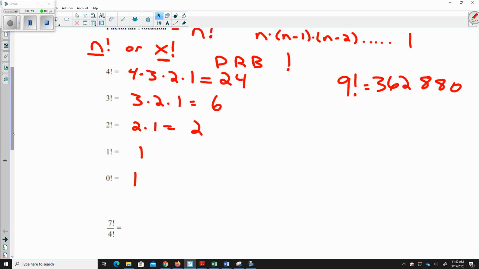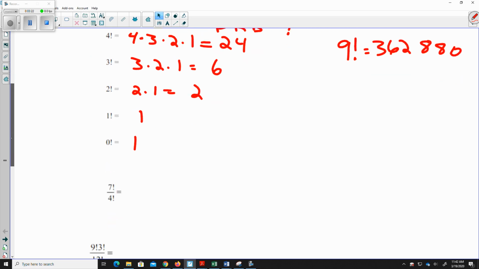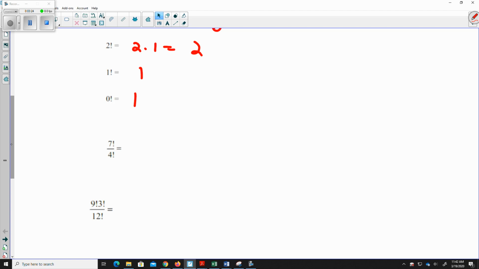All right, so you can just do simple stuff like that, or, of course, we can make it a little trickier and do something like 7 factorial over 4 factorial. Now, you could do that in your calculator. You punch in 7 factorial divided by 4 factorial, and you get 210. Your calculator will do that for you.